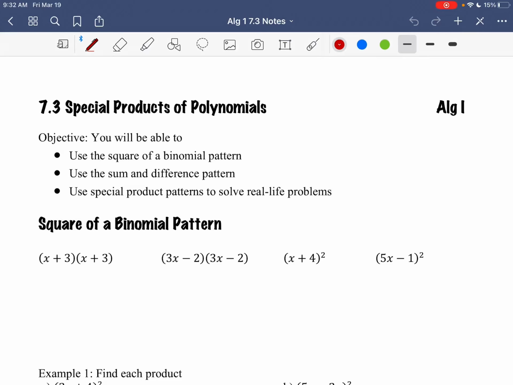Section 7.3, Special Products of Polynomials. Okay, our objective in this very first video is to use the square of a binomial pattern. It's important to know that we are talking about a pattern here. We are noticing a pattern and creating a shortcut for this pattern. So that is what we're doing in this section.